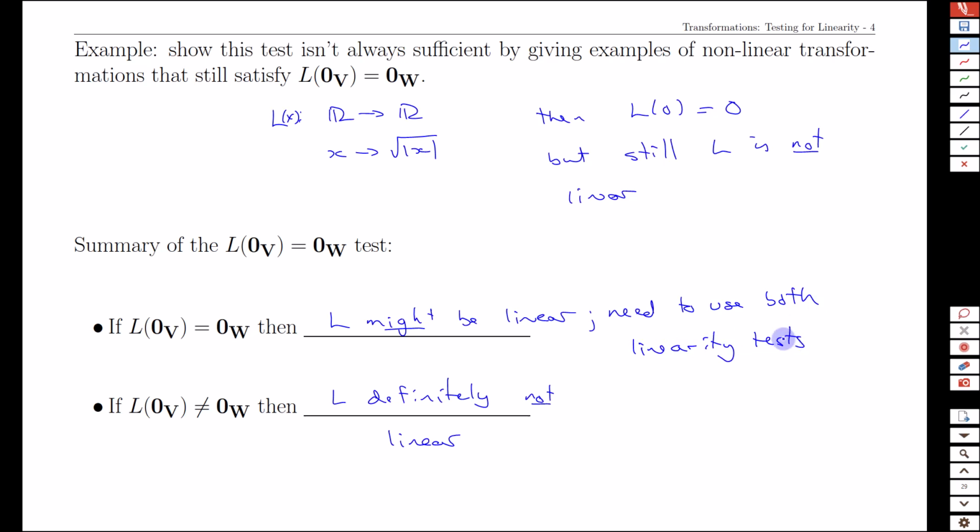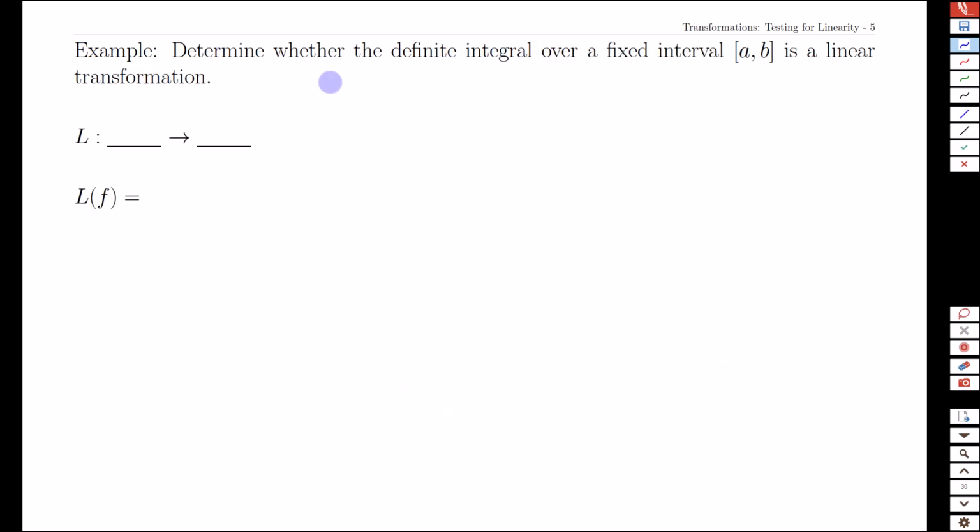The sum and the scalar multiplication. All right, let's do something a little more exotic now. So determine whether the definite integral over a fixed interval [a, b] is a linear transformation. So how would we even start defining that?